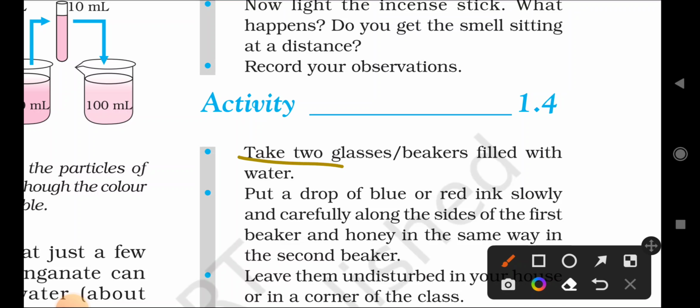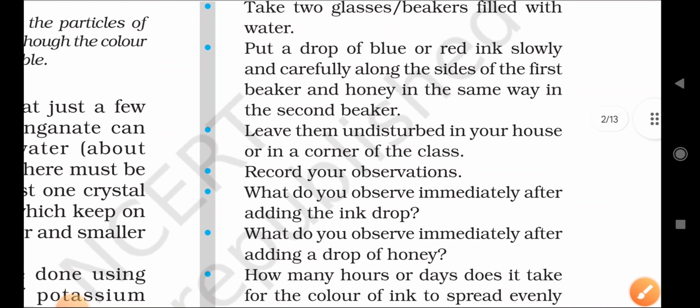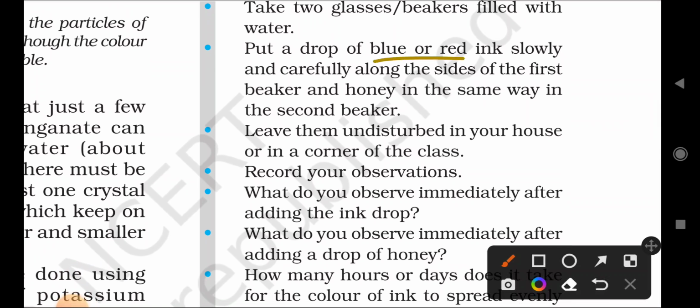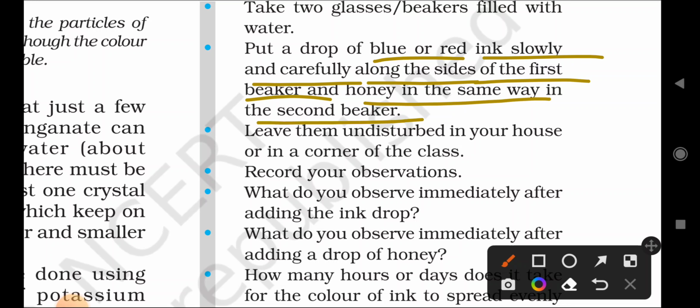Another activity: take two glasses or beakers filled with water. Again, activity 1.4 is there. We have to take two glasses or beakers filled with water, right? Put a drop of blue or red ink slowly and carefully along the sides of the first beaker, and honey in the same way in the second beaker. Okay, what have we taken here? We have taken two beakers or two glasses.